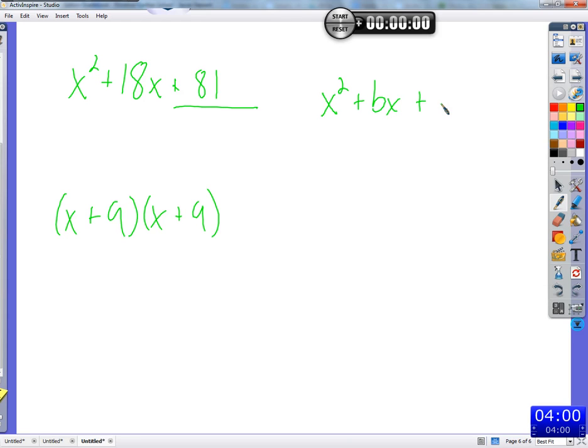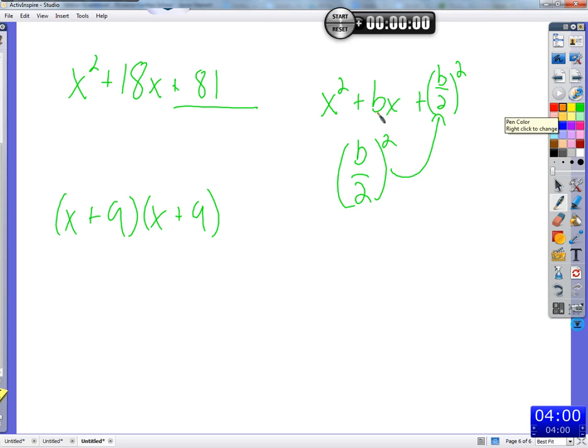2b? One half of b? That's all right. I think we're thinking of a different way. We'll look at that in just a second. One half b, squared, equals c. Yeah. So we'll just put that guy right there. b over 2 squared.